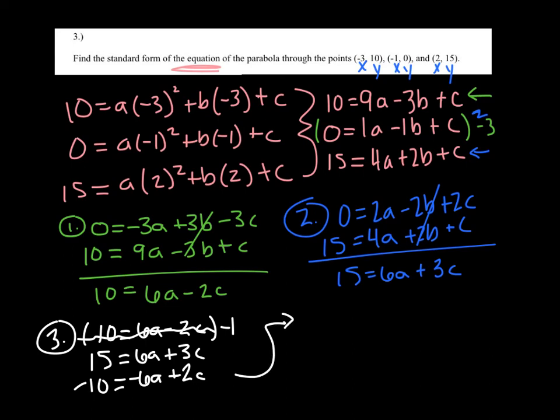So we'll just work with the space that we have. -10 plus 15 gives us 5. A's will eliminate. 3 plus 2 gives us 5c. Divide by 5. C is 1.